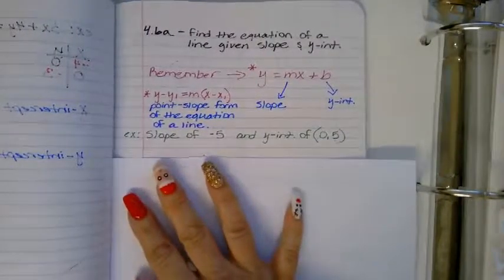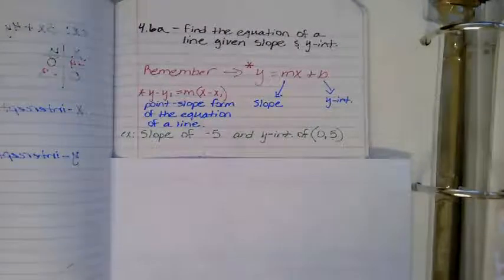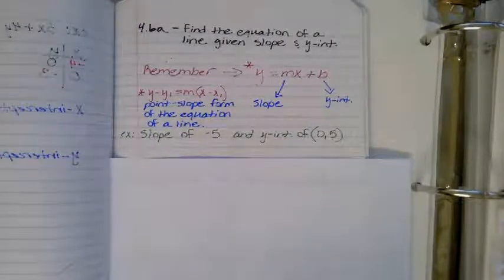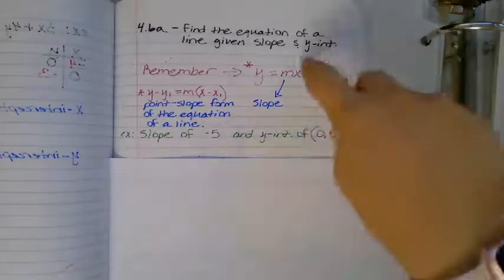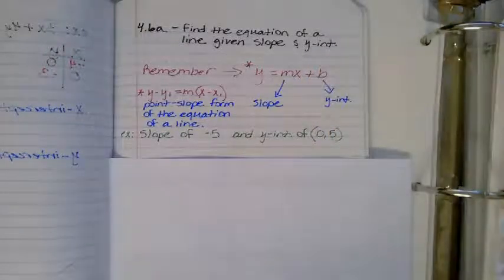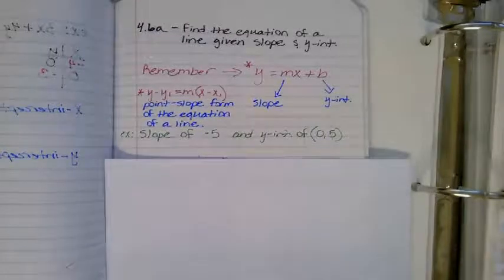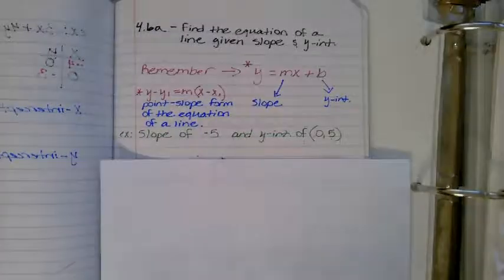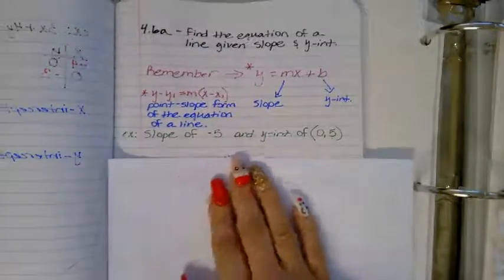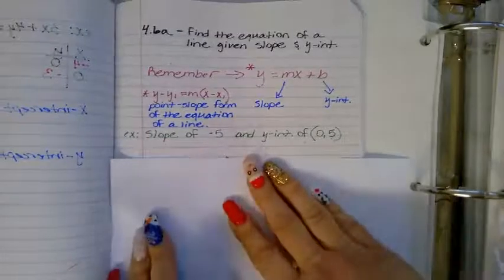So in the chat, after you write that down, I want to see if you can tell me what our equation would look like. So y equals what, right? We need our mx and our b, right? Our slope and our y-intercept. Throw it in the chat. I want to see who remembers this. We've done quite a bit of this so far, just different ways. So slope of -5, y-intercept of 0 and 5, right?